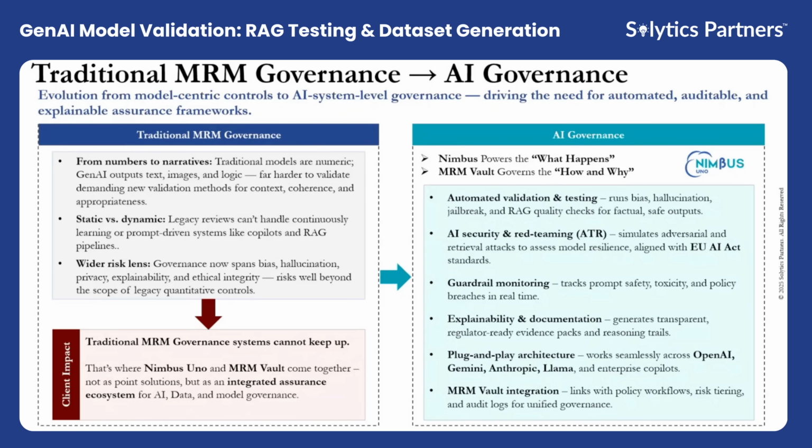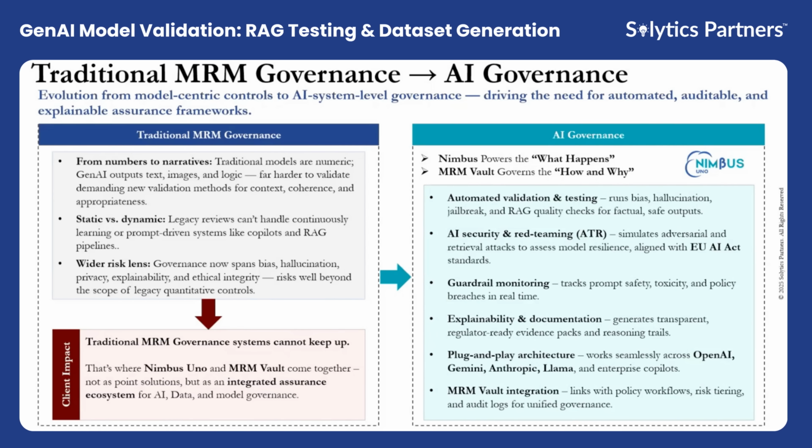Traditional models usually generate numeric outputs, whereas generative AI models produce outputs in the form of text, images, or even code, making them far more complex to validate. Because of this, a new approach to model validation is required. These models are also continuously evolving, which adds another layer of challenge.